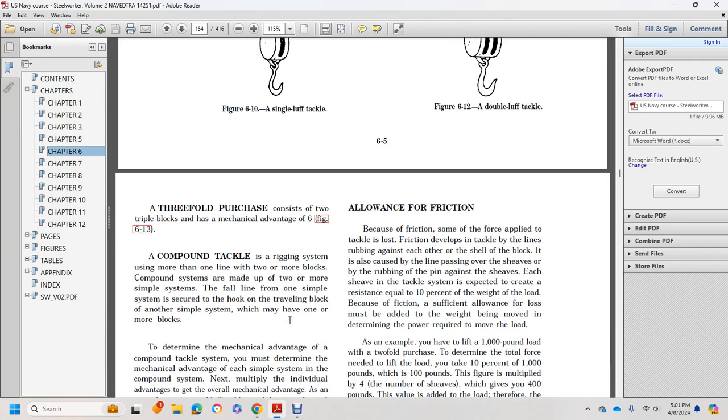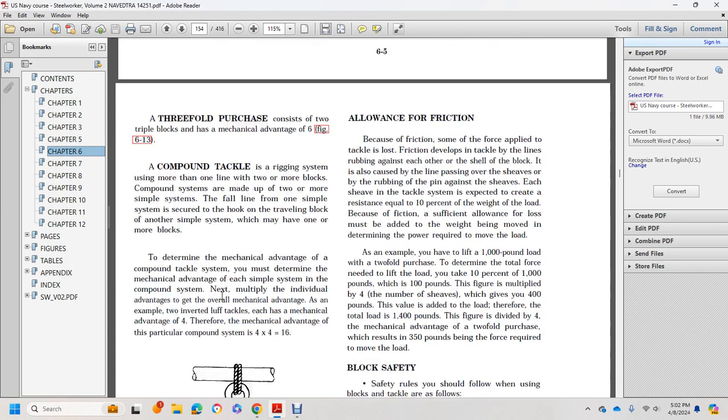A compound tackle rigging is a system that uses more than one line, with two or more blocks, made up of two or more simple systems. The fall line of one simple system is secured with a hook to the traveling block of another simple system, which has one or more blocks. To determine the mechanical advantage of a compound tackle system, you must determine the mechanical advantage of each simple system, and next multiply the individual advantages to get the overall mechanical advantage.